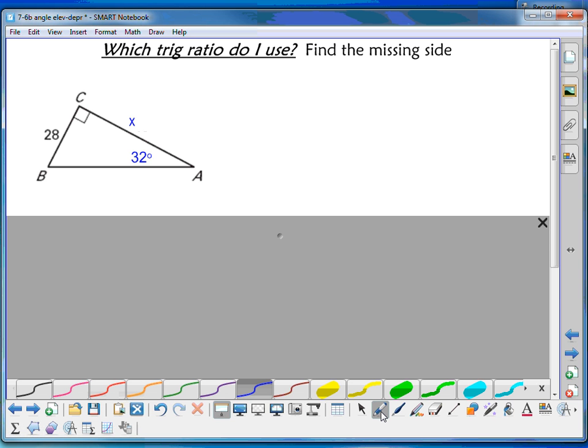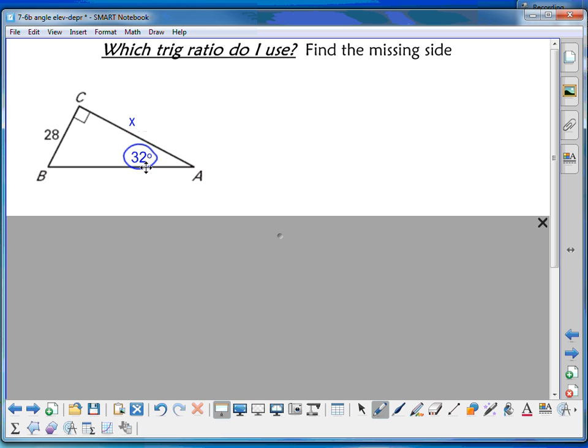I'm going to find the missing side for this triangle. First of all, I look and see what I've been given. I can see they gave me this 32-degree angle, the side opposite that angle, and the side adjacent to that angle. So using SOHCAHTOA, I look which one is opposite and adjacent. Oh, there it is, opposite and adjacent. So I'm going to use the tangent.